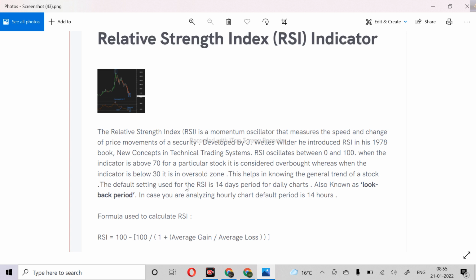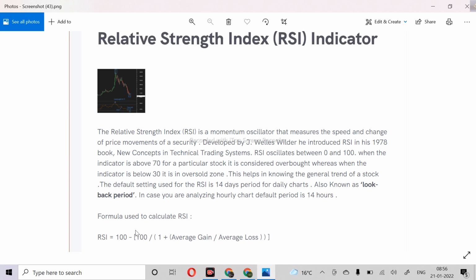Or you can see this helps in knowing the general trend of a stock. The default setting used for RSI is a 14 day period for daily charts, also known as the look back period. So RSI is practically set in a period of 14 days, and after 14 days, on the 15th day, whatever the RSI of a stock is, you cannot compare it with the 13th day because a new cycle has started. It has started a fresh trading and you cannot compare it with its RSI value in the previous week. So this is called the look back period. In case you are analyzing an hourly chart, the period is 14 hours.